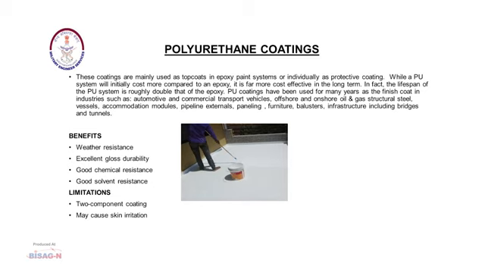PU systems also benefit from their increased wear, abrasion and impact resistance properties. PU coatings have been used for many years as the finish coat in industries such as automotive and commercial transportation vehicles, offshore and onshore oil and gas structural steels, vessels, accommodation modules, pipeline external retails and commercial architectural and structural steel works, paneling, furniture, balusters, infrastructure including bridges and tunnels, and bulk storage tank externals. They are also used as waterproofing treatment layers on roofs.